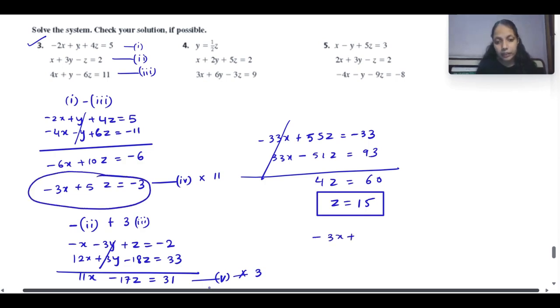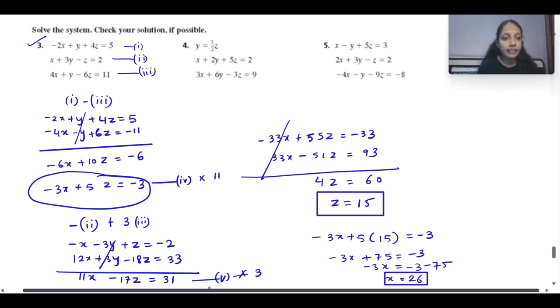Minus 3x, 5 times 15 equals negative 3. Negative 3x, 15 5s are 75, equals negative 3. This will be negative, so negative 3, negative 75. So x equals, this will be 78, 78 by 3, it's 26. X is 26.